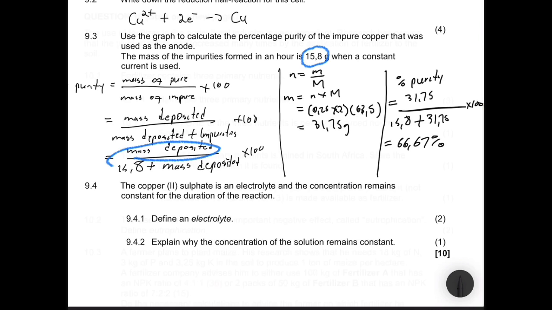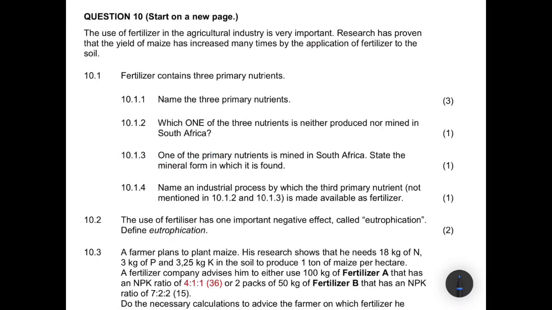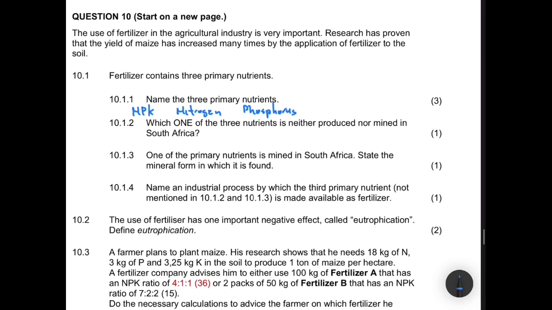Which nutrients do fertilizers contain? We know fully well that fertilizers contain NPK, right? Or if you want to write it in full, we have nitrogen, nitrogen gas, and then we have phosphorus, and then we have potassium, represented by K.